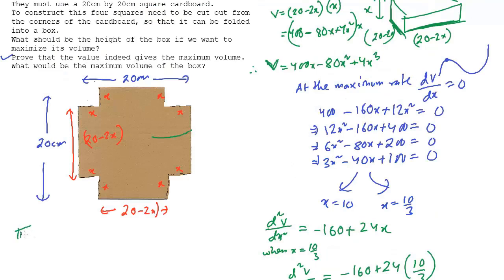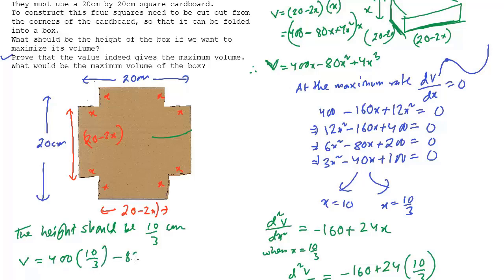So the height should be 10 by 3. If it's centimeter, it's 10 by 3 centimeter. That turns out to be 3.3 centimeter. What should be the maximum volume? Now we can find the volume. Just plug in the value of the height, which is x, and we can find the maximum volume. So when x equals 10 by 3, the volume would be 400 into 10 by 3 minus 80 into 10 by 3 squared plus 4 into 10 by 3 whole cubed, and that is approximately 593 cm cubed.